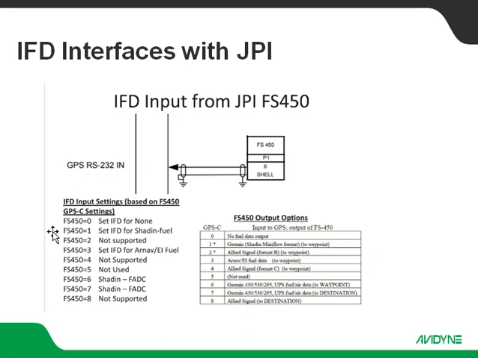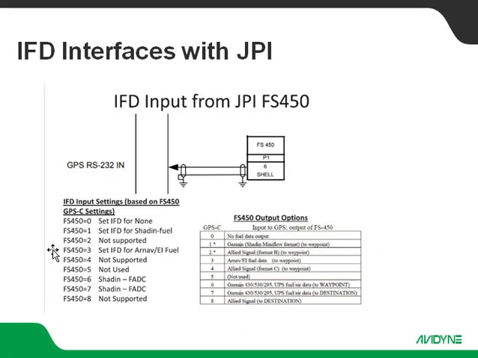Setting 3 for the GPS-C setting on the FS450 is RNAV EI fuel. There's a setting on the IFD that matches up identically with that, called RNAV EI fuel. GPS-C setting number 4 is another Allied Signal format, not supported by the IFD.